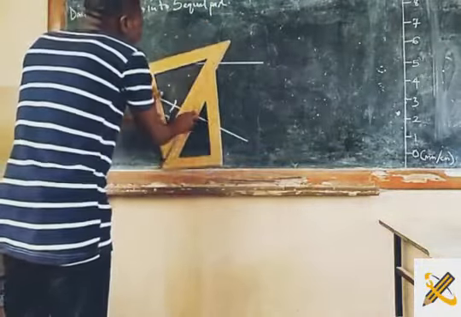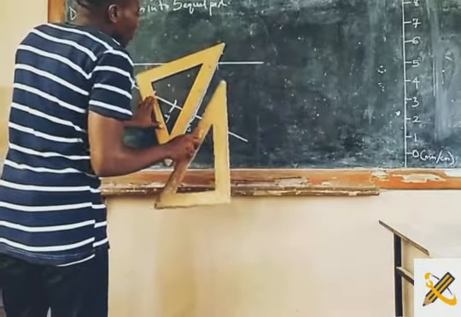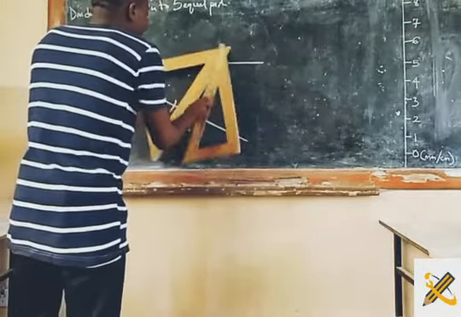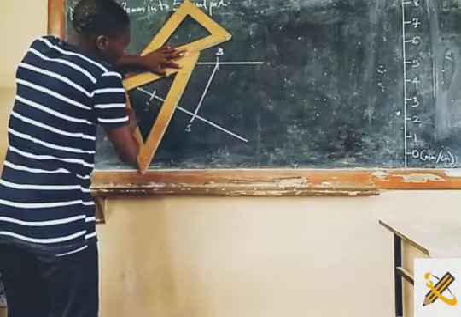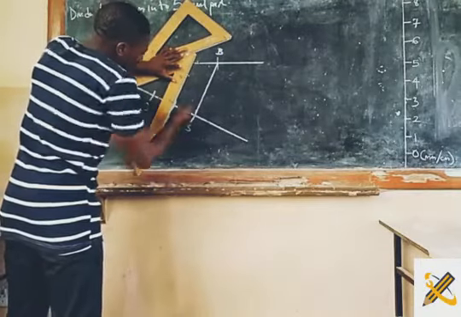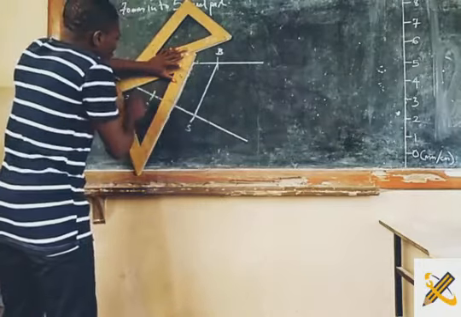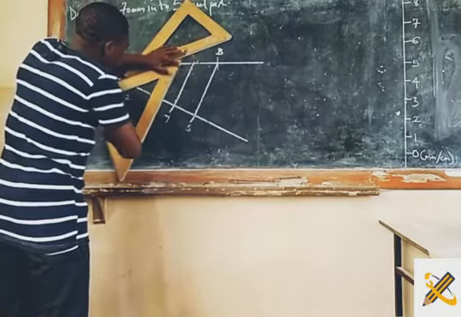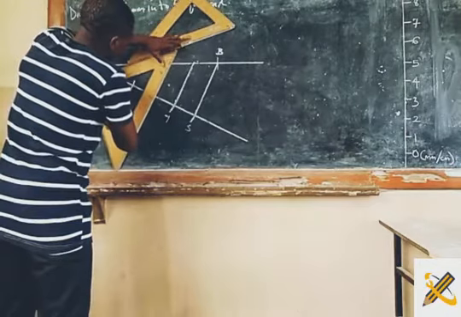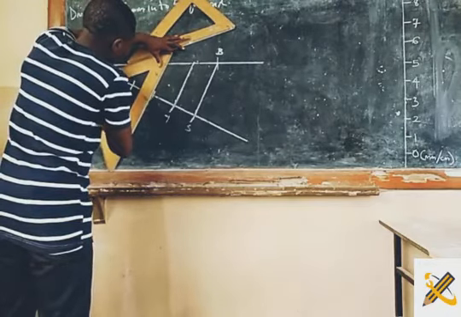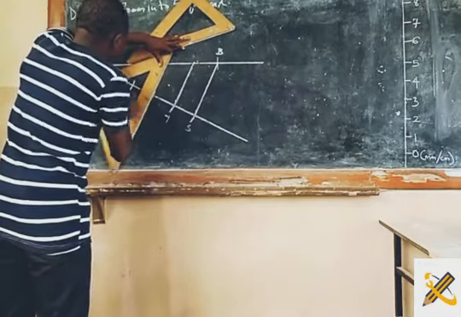I'm going to align my set square to the first line. I'm aligning it to the first line down to point 4. Can you see? Then I'm going to draw. You do the same thing, sliding it to point 3, all right? So I'm sliding it to point 3 also.